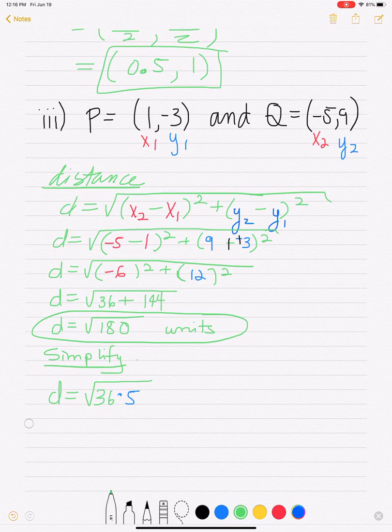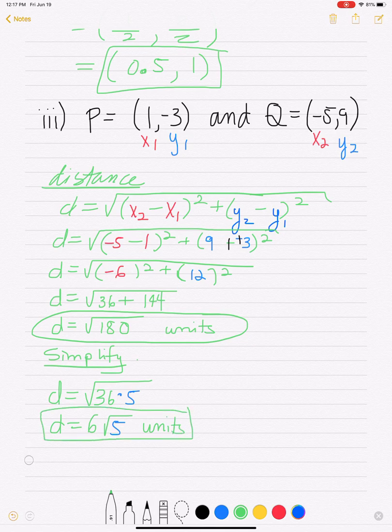So what we're going to do is take the square root of 36. The square root of 36 is 6, so that comes out front. And then under the radical stays the 5. So 6 square root of 5 units is the simplified way to write it.